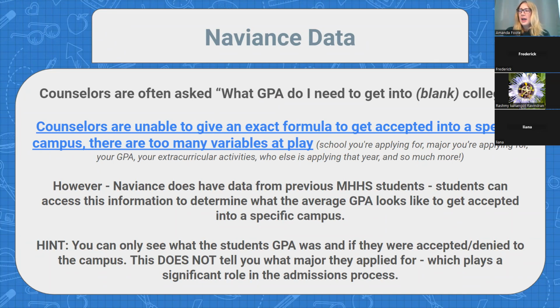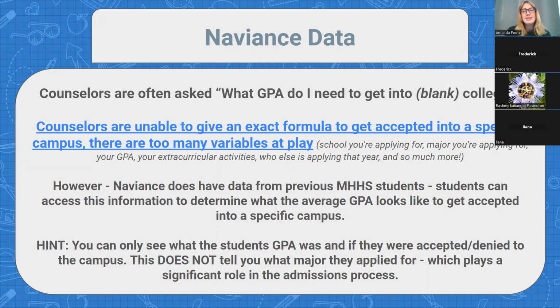However, we do have this data that we've been collecting from previous Mountain House High students. Our current Mountain House High students are able to access this information and determine what the average GPA may look like to get accepted into a specific campus. A little bit of a hint about it, though, is that you're only able to see the student's GPA and if they were accepted or denied.